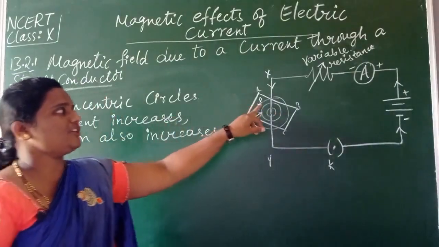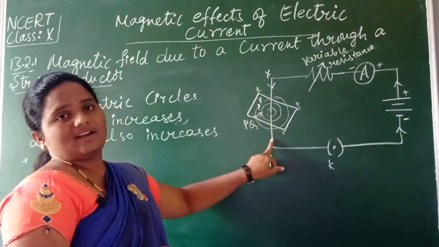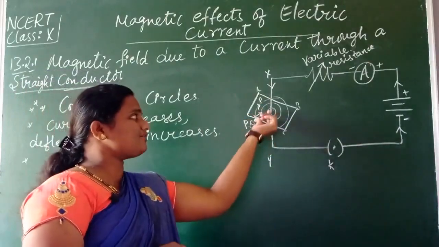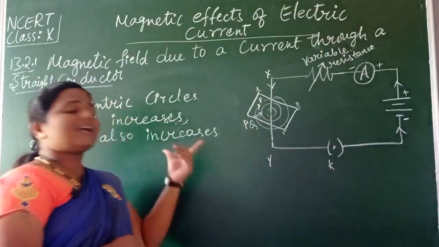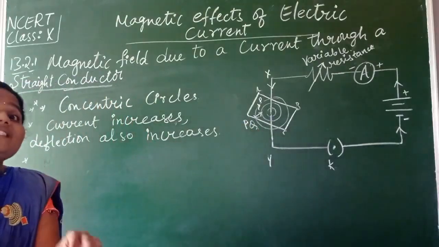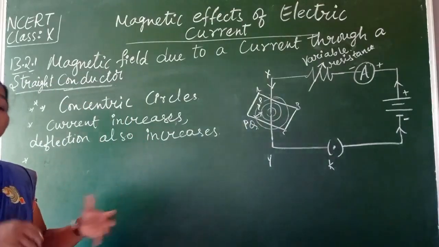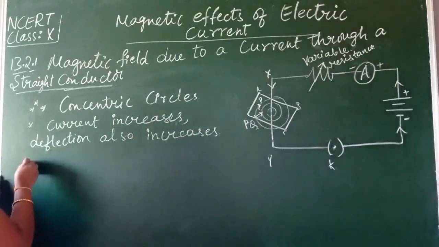And moreover, suppose if we bring the compass away from the wire, isn't it, children? Initially the point P is very close to the wire, now we are bringing it away from the wire, which means the distance from the wire has increased. So at that time, what is the strength of the magnetic field? It decreases, children. You have to remember, children, if the distance increases, the magnetic field will decrease.